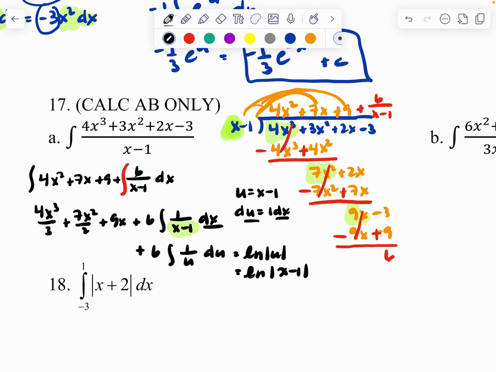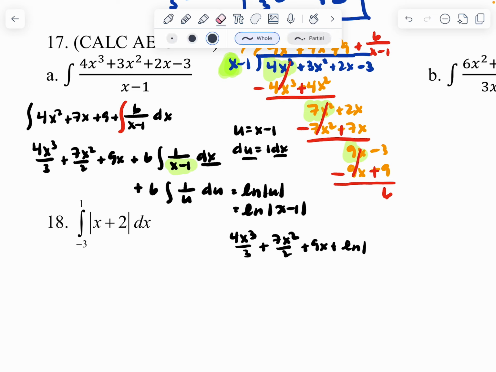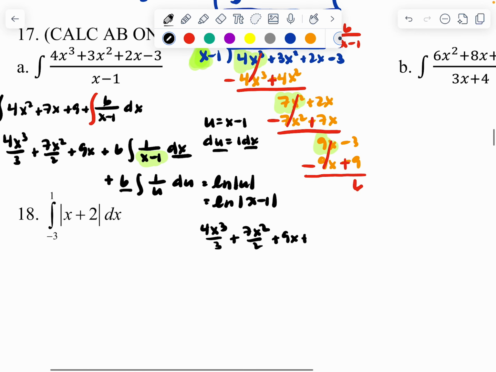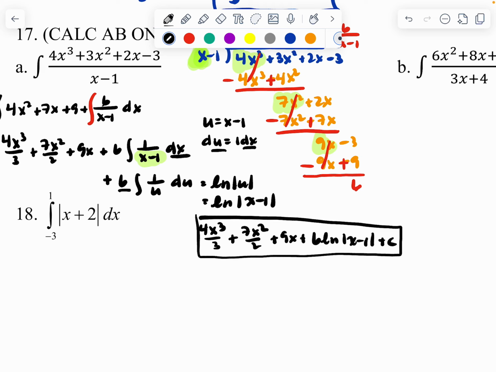I don't even know where to write it, but I'm just going to write it right here. So the final answer is 4x cubed over 3 plus 7x squared over 2 plus 9x plus the ln of, I forgot my 6, dang it, hang on a second, plus, don't forget the 6 there, 6 ln of absolute value of x minus 1 plus c. Gosh, that was awful. Let's hope B is a little bit easier than that.